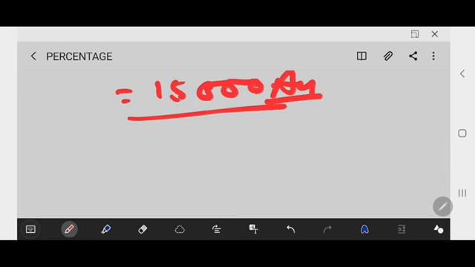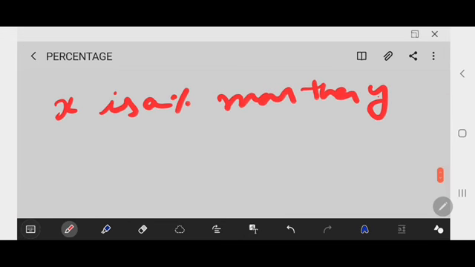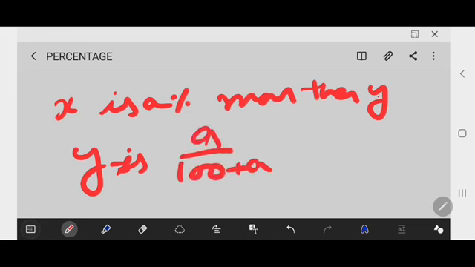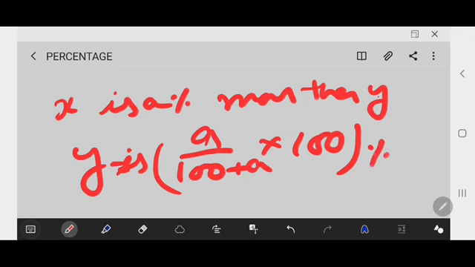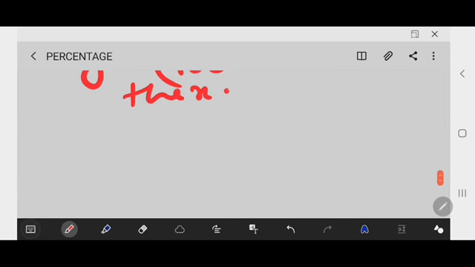If x is a percent more than y. Okay, this kind of question is very common in competitive exams. If x is a percent more than y, then y is what? y is a by 100 plus a into 100 percentage less than x.